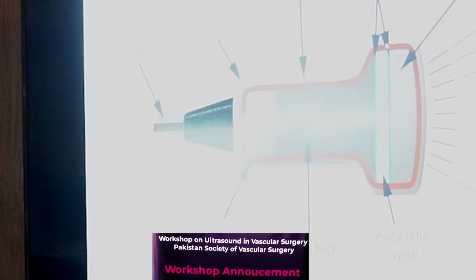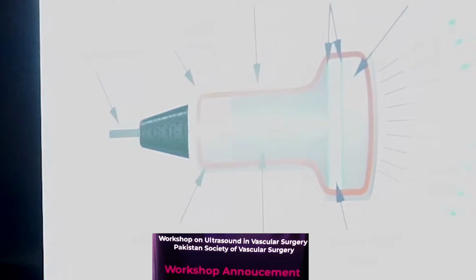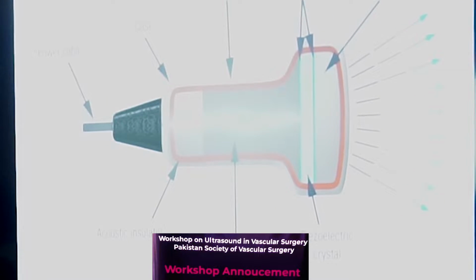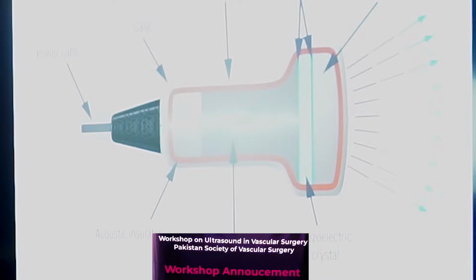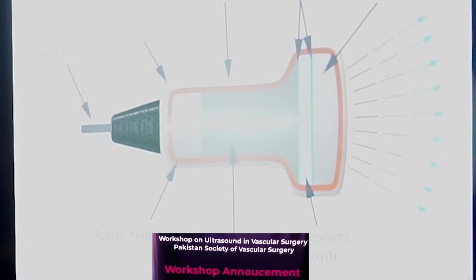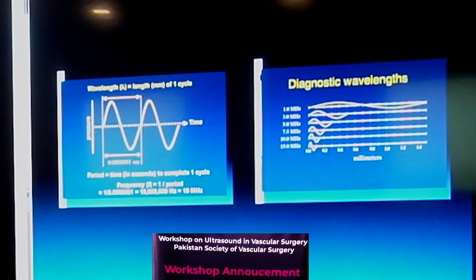Multiple crystals are arranged here, and they are stimulated with an electrical current, and they produce sound waves, more than 20,000 hertz, which go into the body and are reflected back at each interface. Due to that reflection, there are gray and black areas in the picture, and we get an ultrasound image.